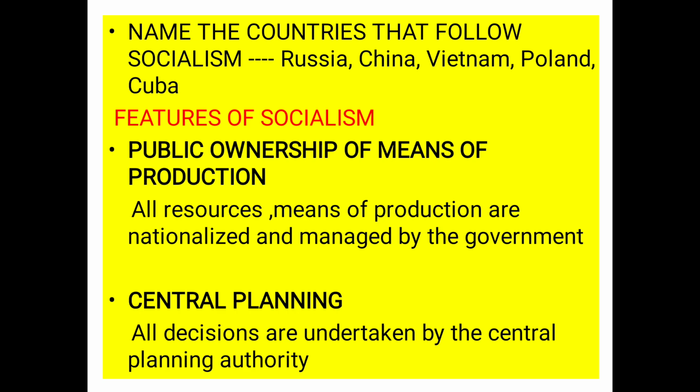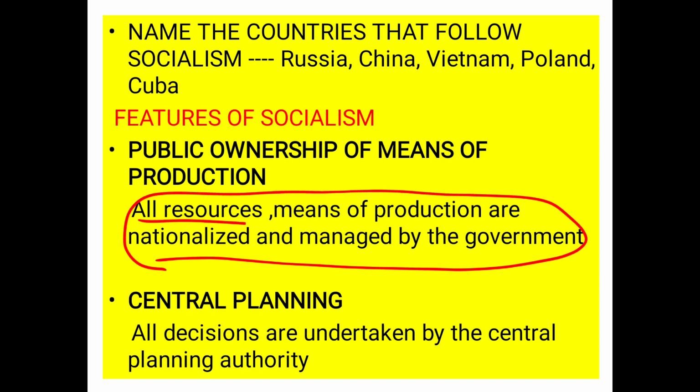Now we are going to see what the features of socialism are. The first feature is public ownership of the means of production. All resources are owned by the government. It's managed by the government. So when it is managed by the government, they utilize all the resources for the welfare of the people, and their main aim is to produce goods that will suit the people.